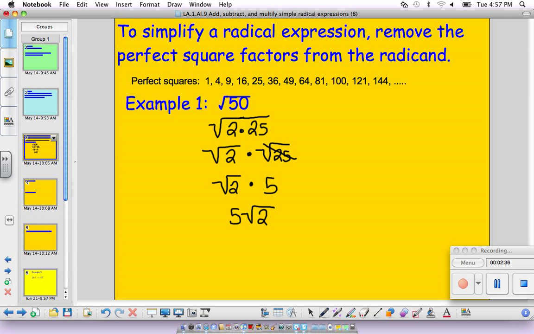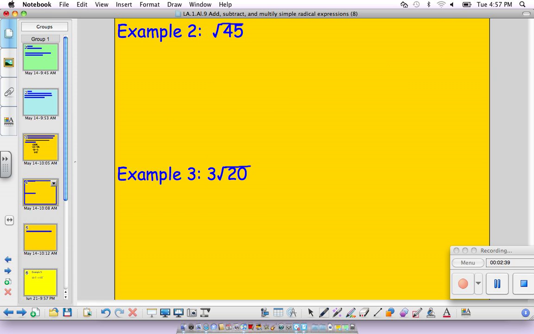Let's go to problem 2. The square root of 45. The square root of 45 contains a perfect square factor, 9. 9 times 5 will give you 45. So I have the square root of 9 times the square root of 5. The reason that I want a perfect square as a factor is because I know its square root. And I know that the square root of 9 is 3. So the answer here is 3 times the square root of 5.